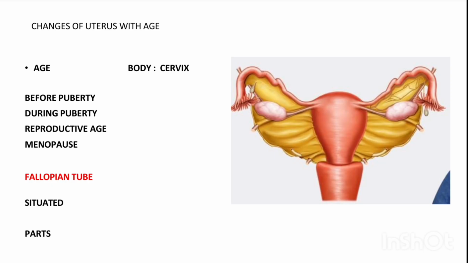What are the changes of the uterus with age? Before puberty, the ratio of body to cervix is 1:2. During puberty, it is converted to 2:1 as the hormones are active. In reproductive age it is 3:1, and in menopause it equals 1:1. So this is the uterus. In the next video we will discuss the fallopian tube and ovaries.